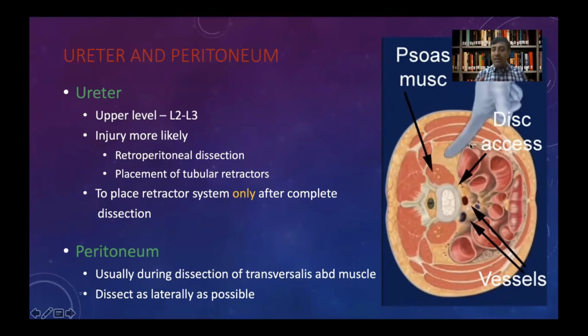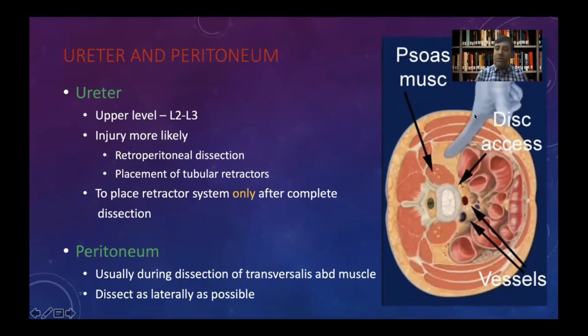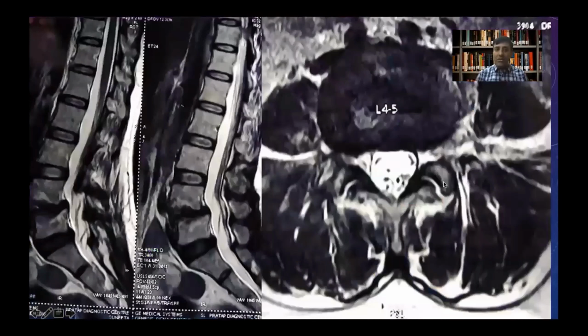Another thing that you encounter is the peritoneum. Usually, peritoneal injury can occur during the dissection of the transverse abdominal muscles from the peritoneum. Even if there is an injury, you can simply suture it with catgut or a Vicryl suture, but try to avoid the injury. What you have to do is dissect as laterally as possible. If you dissect as laterally as possible, then you will land up in the retroperitoneal space, into the retroperitoneal fat, so the chances of injury to the peritoneal structures or peritoneum shall be significantly reduced.